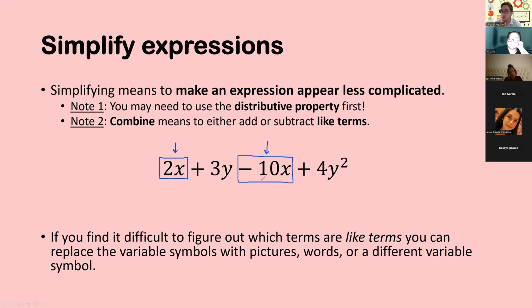Okay. So think about it this way. We're trying to combine the x's. So what we're talking about is like the apple example. We're talking about apples. So if we're counting apples, then we can just talk about the numbers and then we'll talk about apples later. So if I have 2 and minus 10, what is 2 minus 10?